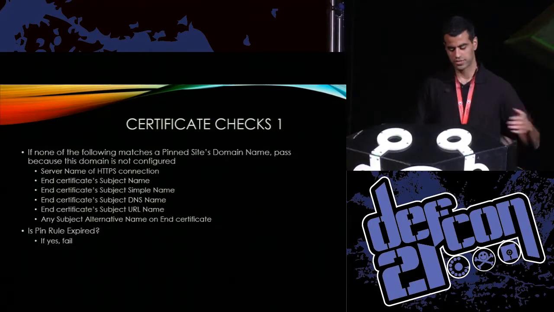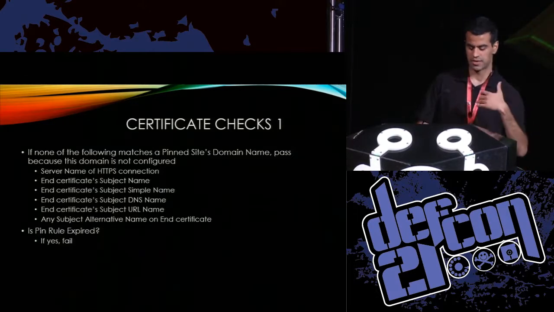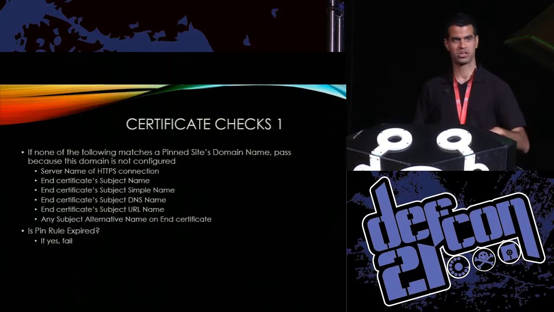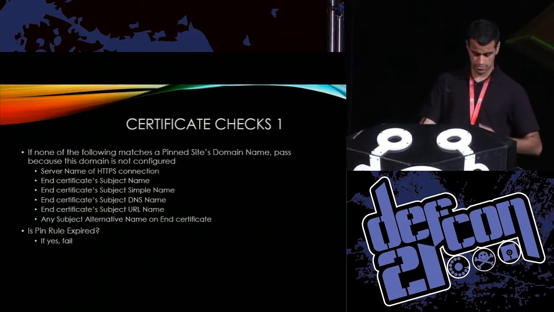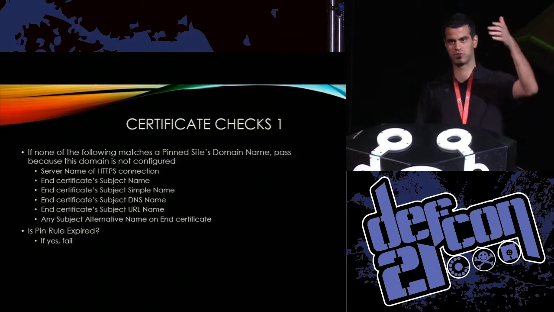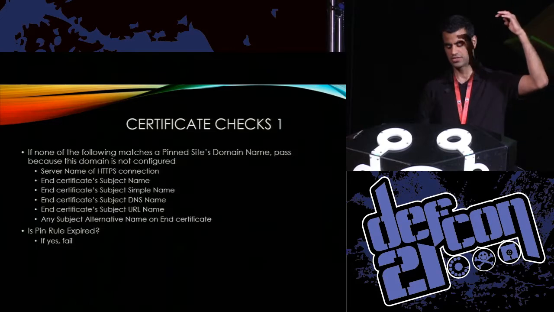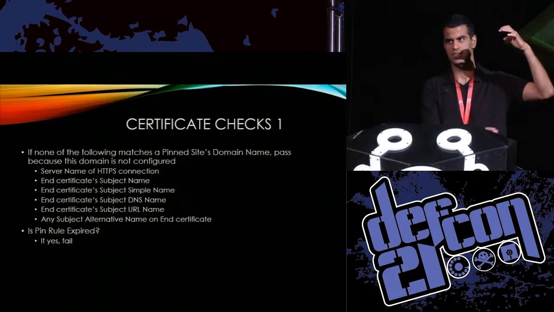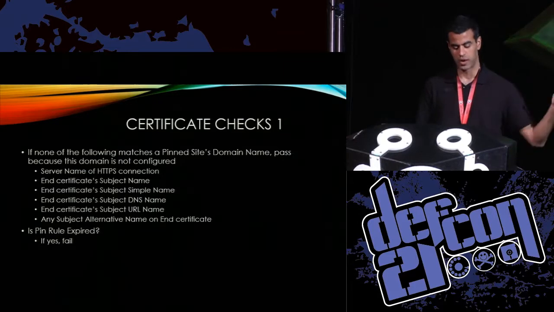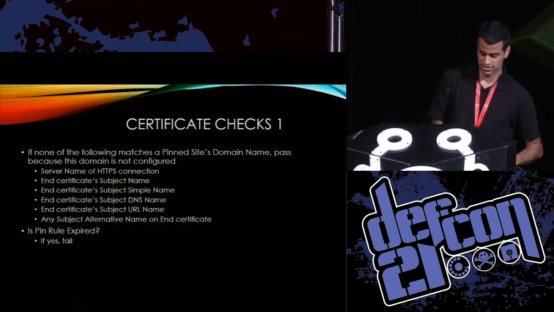So here are some checks that we do on the certificates. We basically check the end certificate and different properties of it, like the subject name, the DNS name, or other things in there. And we make sure that it matches a pinned site that I mentioned earlier that's configured for EMET. A root certificate is what I showed you earlier as the root of the tree, and the end certificate is the certificate that the HTTPS server gives us. And then we check if the pin rule is expired or not, because that expires.